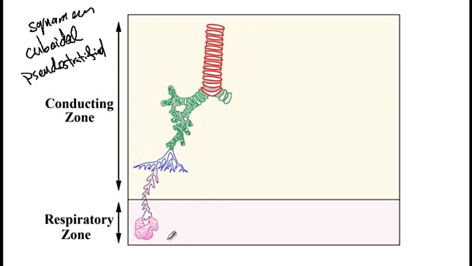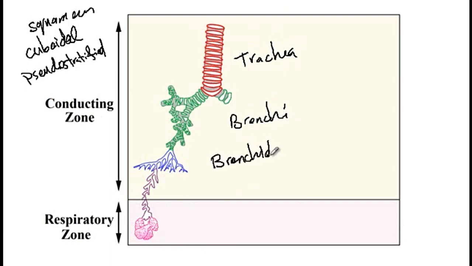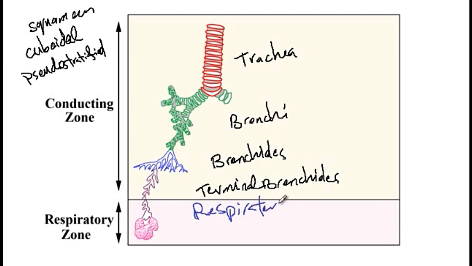So first let me name these structures and I'll give you a clue on how to know which cells is in each of these structures. So here we have the trachea, bronchi, bronchioles, terminal bronchioles, respiratory bronchioles, and then finally we have the alveolar sacs.